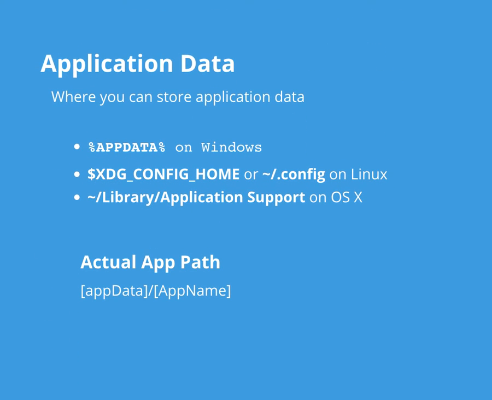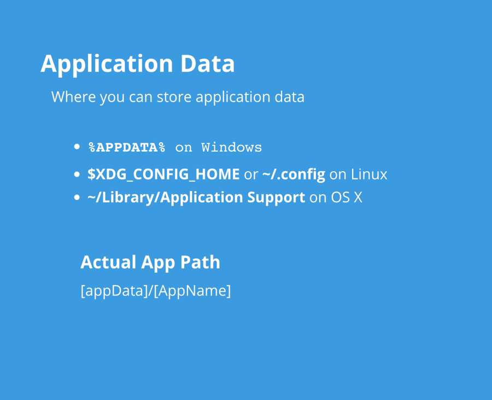Now, let's talk about application data. Application data is where your application stores its data, okay? It's different from where your application is. Your application is wherever it was installed into. So for OS X, it's in /applications, your app's name. That's where your app is. The application data is in the application data folder. Depending on the operating system, it's in different directories.